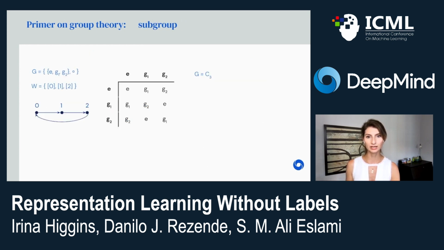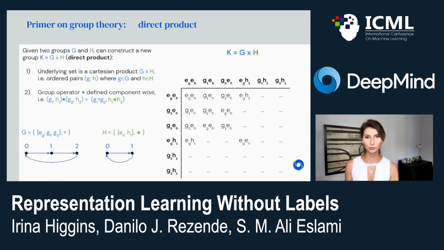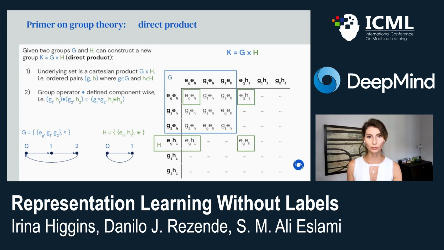The group we described in the last slide is called a cyclic group of order 3, since it cycles over 3 elements. We can also define its subgroup. Here is a cyclic group of order 2. A subgroup needs to contain a subset of elements of the original group and still be a group. If we have two groups, we can also define their direct product. The direct product will be another group with elements that are a Cartesian product of the elements of the subgroups, and the operator will be defined component-wise. We can always recover the original two groups from their direct product by finding tuples with a single non-identity element.